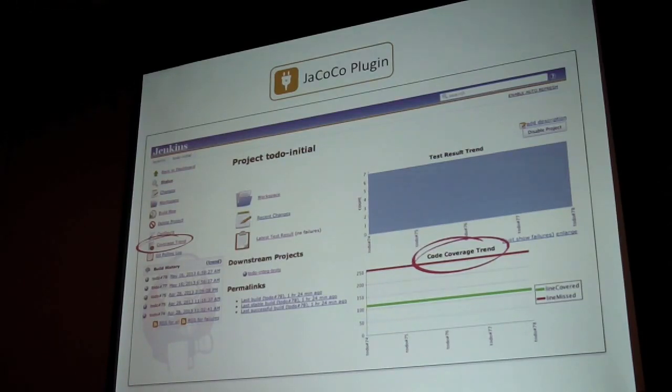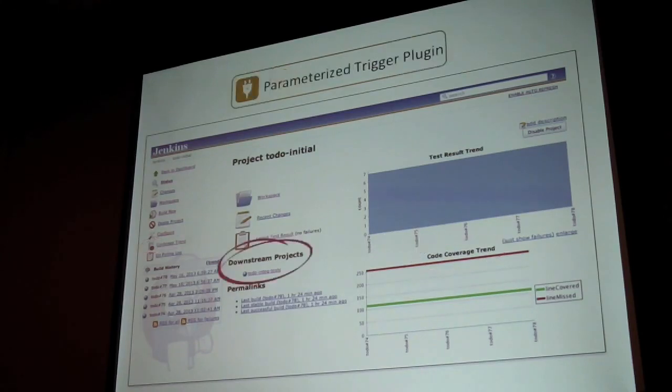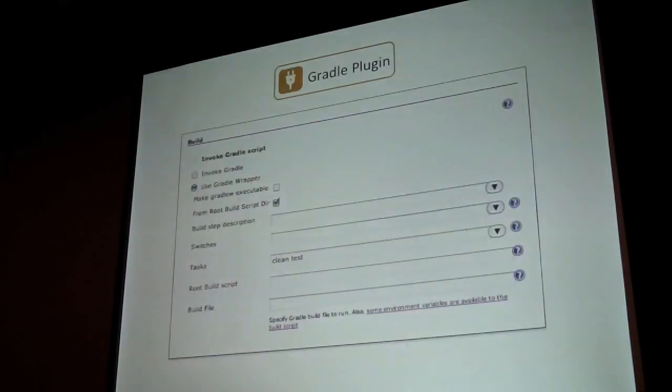For a quick look at your code coverage, there's the JaCoCo plugin, so you can simply read the exec files that we talked about before, and they will then show up in this dashboard. Then you can use the so-called Parameterized Trigger plugin to define which downstream project should be called if the one you're currently working on is stable. In our case, we want to call the integration test job if compilation and unit testing worked.